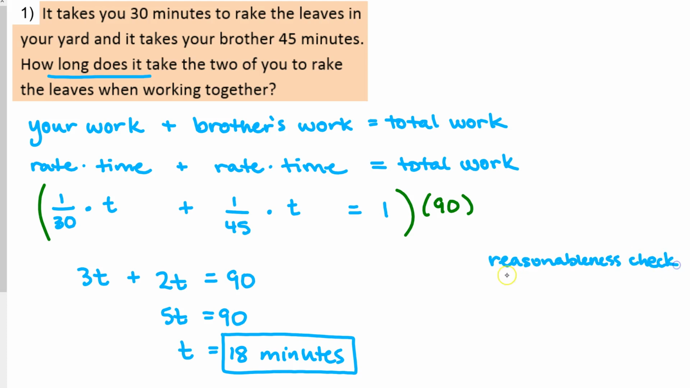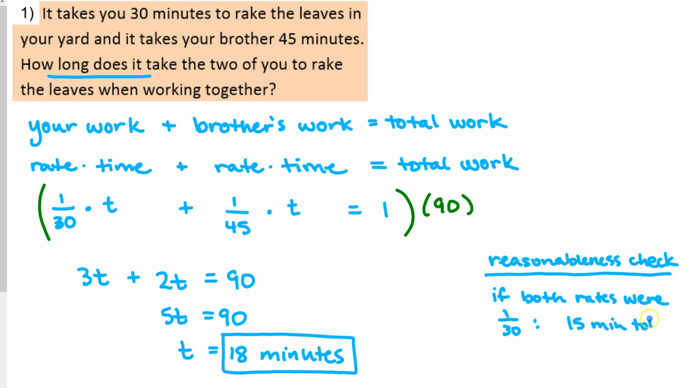Suppose that you and your brother were both raking at your rate. If you were both raking 1 yard in 30 minutes, how long would it take you together? Well, it would take you 15 minutes altogether, because you would do half, he would do half, 15 minutes to do half a yard if it takes you 30 minutes to do the whole yard.